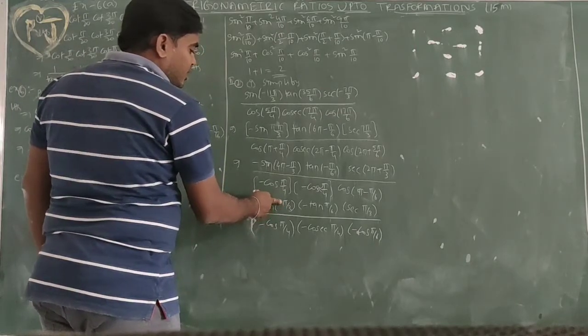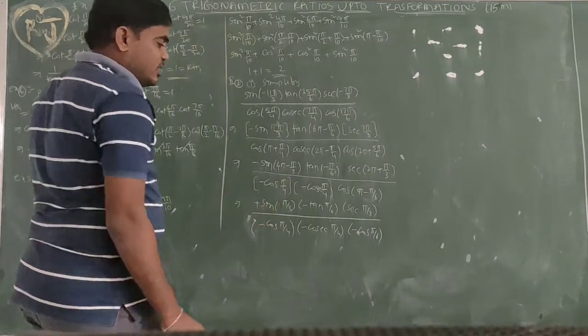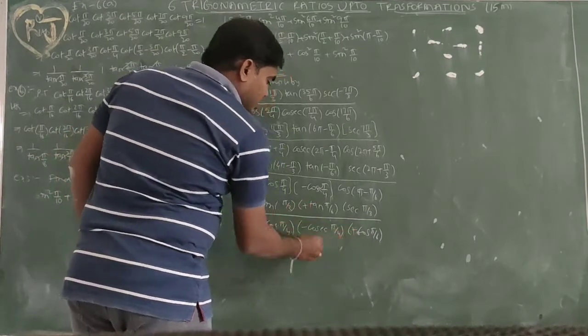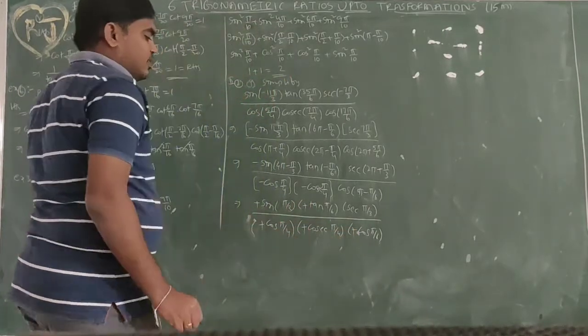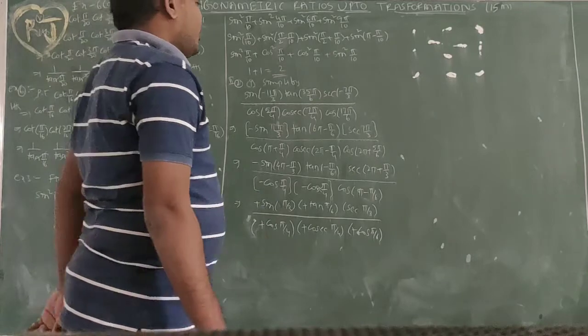Sin of minus theta is minus sin theta, minus will become plus. So minus and minus cancel, minus and minus cancel. Overall, I want to write the values now.